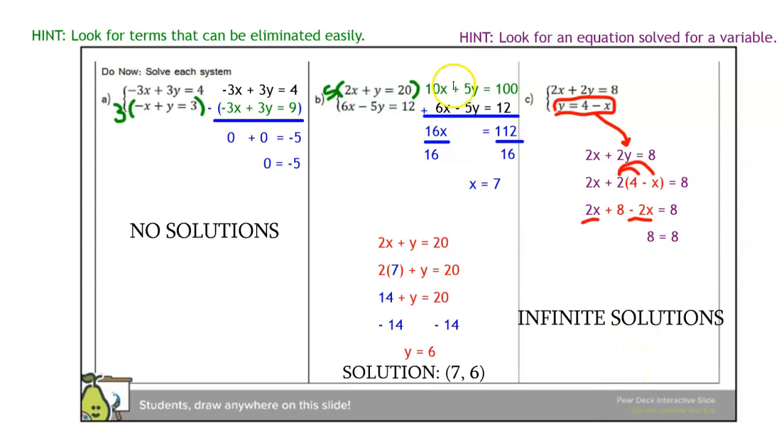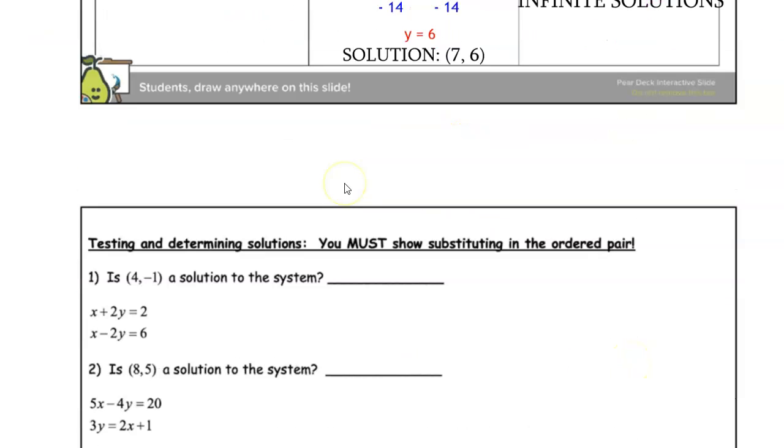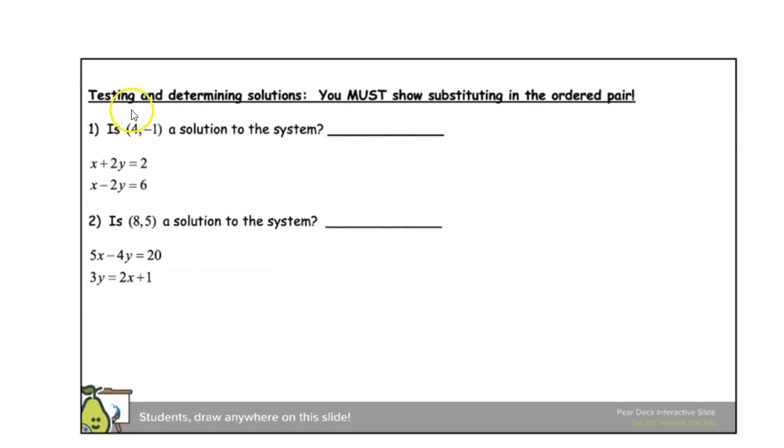All right, that was a quick review of the do now. Let's take a look at these types of questions. One type of question that you might come up to is: is this point a solution to the system? Well, in order to figure it out, we have to take the point, the x value and the y value, and substitute those into both equations to make sure that the equations are true.